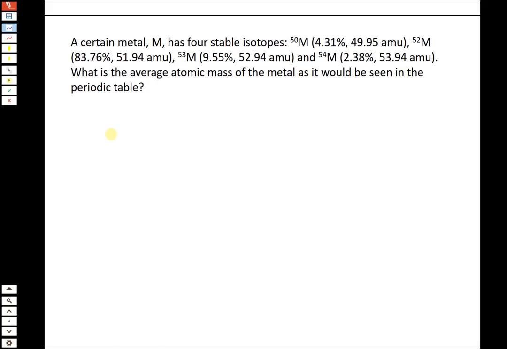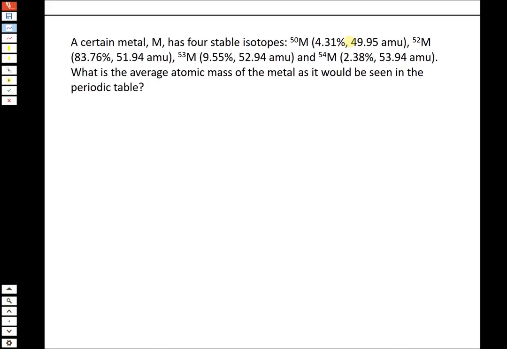And so one of the ones that we had here, which I think was requested by a student, is about calculating atomic mass. So we have a certain metal, M, again not specifying what it is, that has 4 stable isotopes. So we give the identities of the isotopes, which would be the mass numbers 50, 52, 53, 54, and for each of those isotopes we define the percent composition and the precise atomic mass of that isotope.